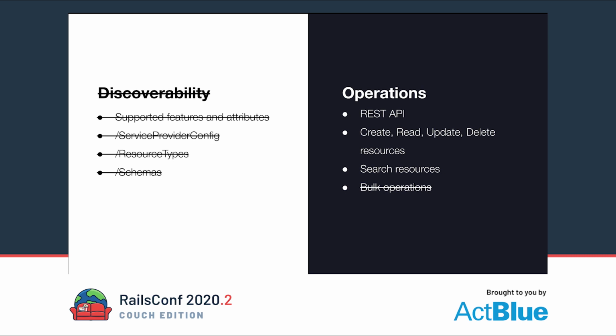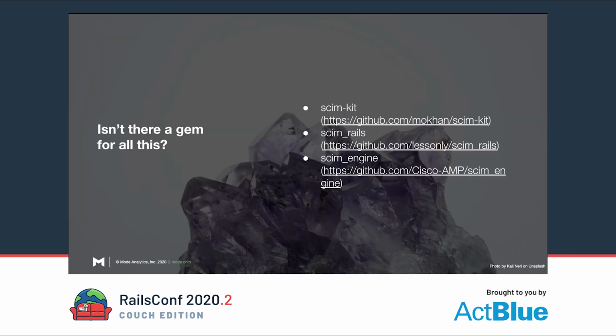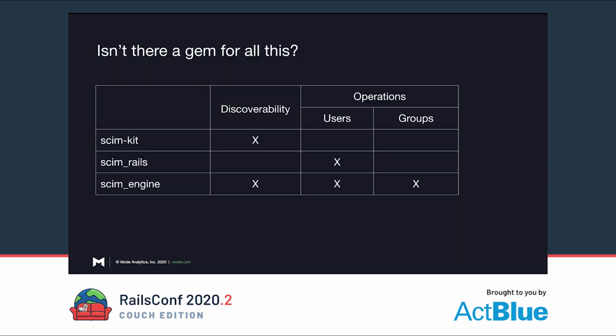So isn't there a gem for all this? Let's take a look at 3 gems to help us implement the SCIM API: SCIM Kit by Mo Khan, SCIM Rails by Lessonly, and SCIM Engine by Cisco AMP. Each of these gems covers a slightly different piece of the SCIM API. SCIM Kit covers the discoverability portion, while SCIM Rails covers the operations portion, but only for users. SCIM Engine covers both the discoverability and operations.